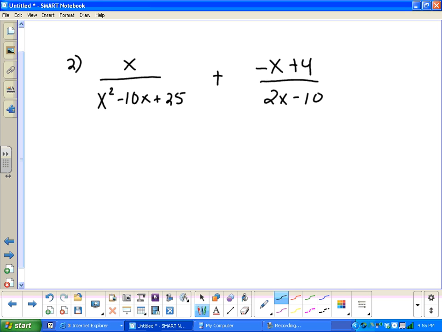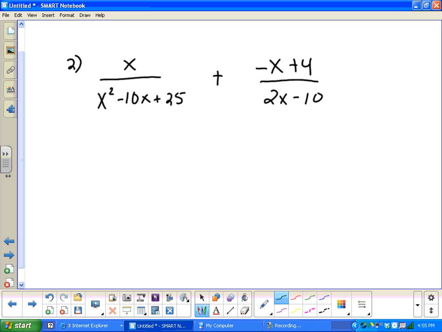There again, to combine them together, we need a common denominator. What's going to be a lot easier to get a common denominator here is to factor these denominators out. So let's factor here. Factors of 25 that add to give me 10 would be 5 and 5, and both signs there are going to be negative.